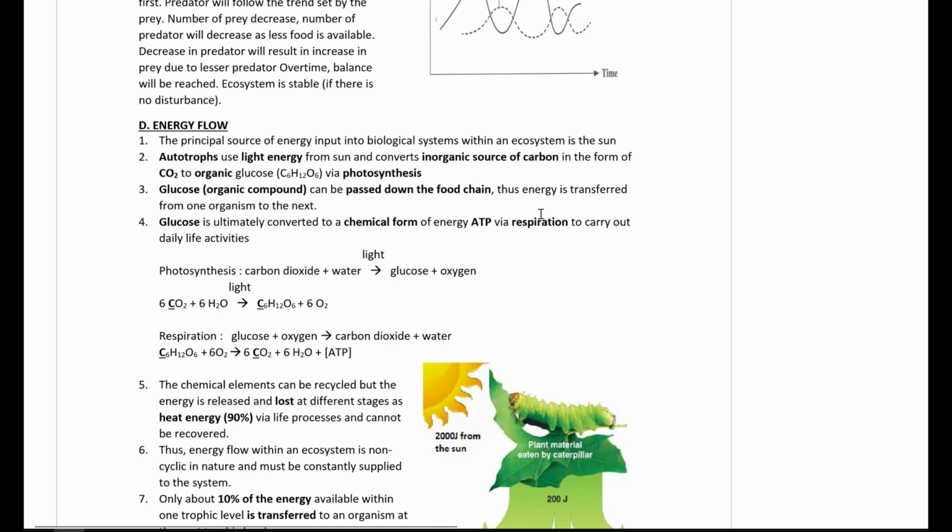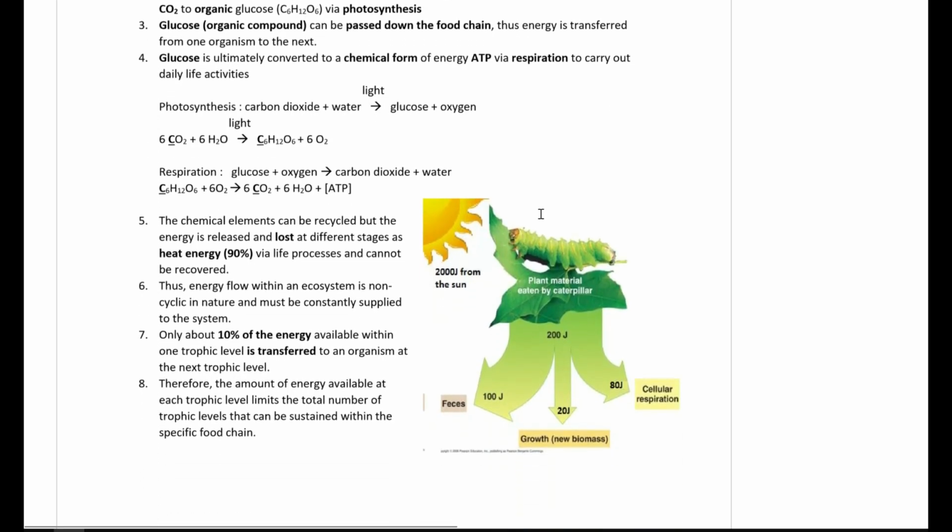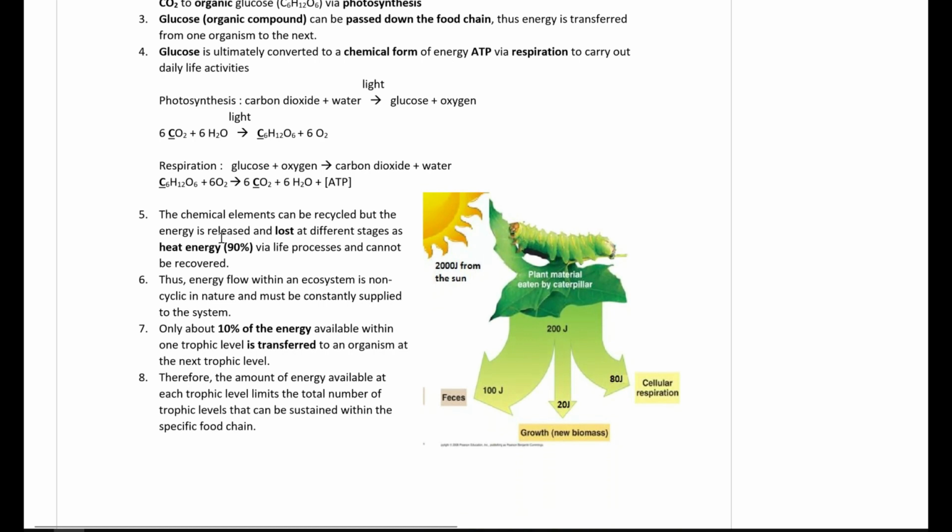Okay, so this energy that is being released is used to run almost every metabolic reaction in the body system. Now, however, as you go through the trophic levels, 90% of the energy is lost. So we have got 2000 kilojoules or 2000 joules from the sun. Subsequently, the plant utilizes the sun's energy, synthesizes 200 joules. Okay, but from here, the caterpillar eats the plant.